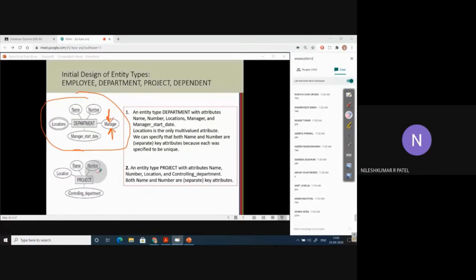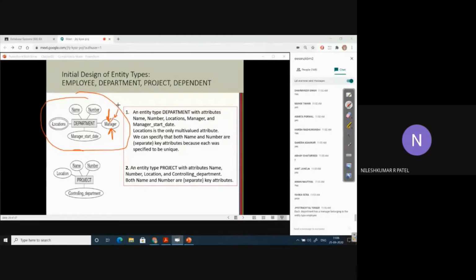To whom does this manager attribute actually point? Please try to give an answer. What does this attribute signify? All of you, please give an answer. Yes, there is an answer from Jyotiraditya: each department has a manager belonging to the entity type employee. Okay, good. Just try and understand.